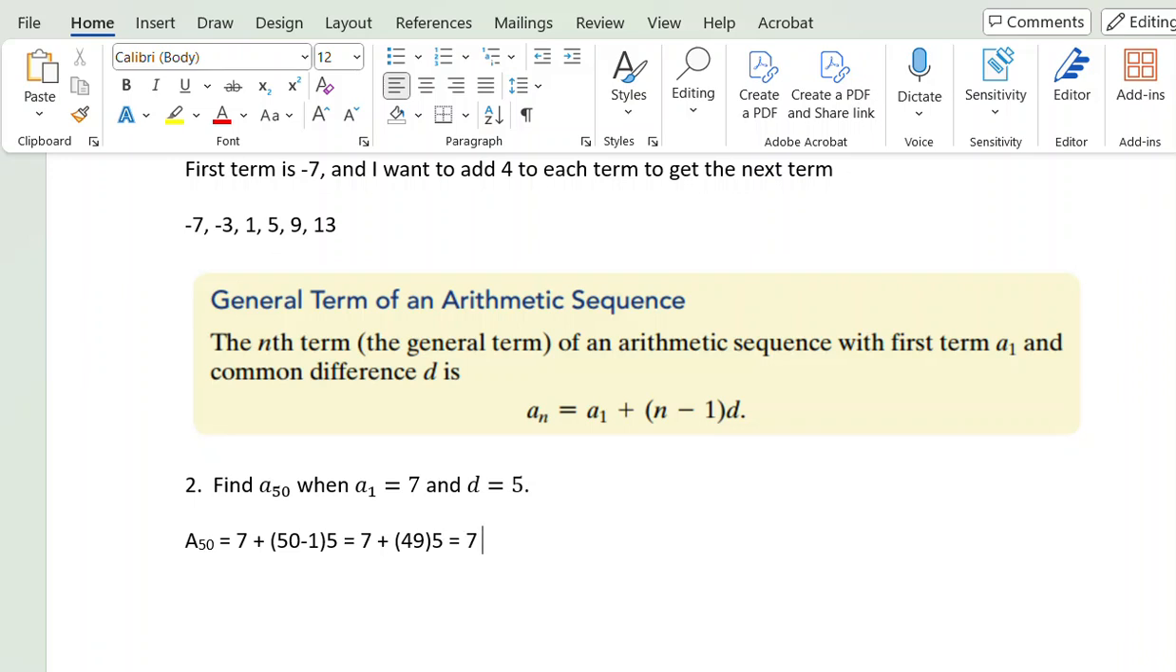And I know that 49 times 5 is 245, or I can use a calculator. And 7 plus 245 is 252. So that's going to be my 50th term. I could also find the 50th term by writing out all of the terms, starting with 7 and adding 5 each time. That would take a lot longer.